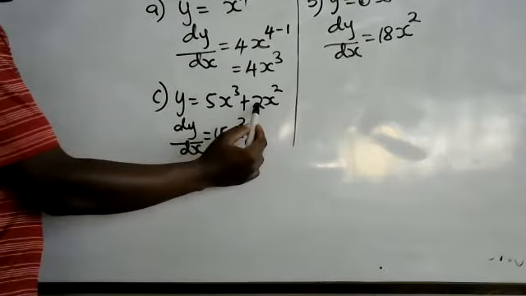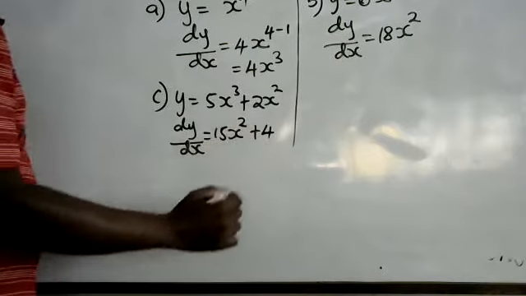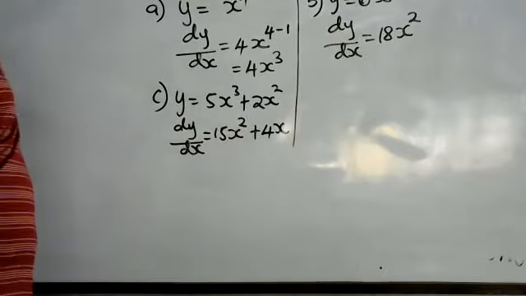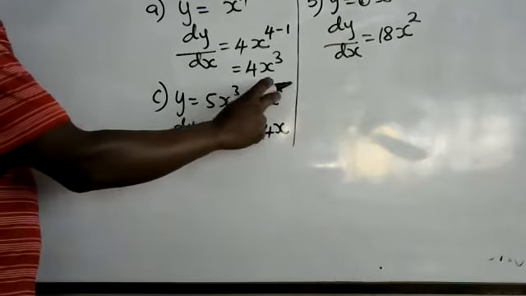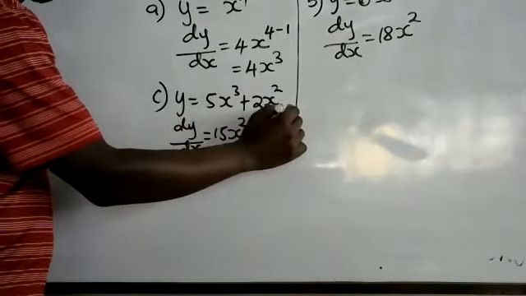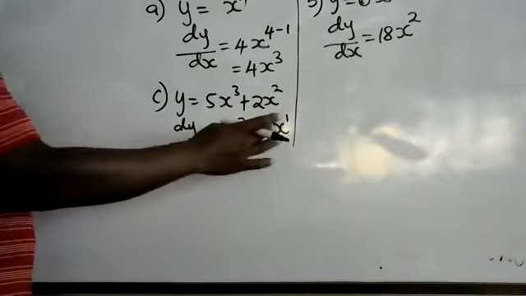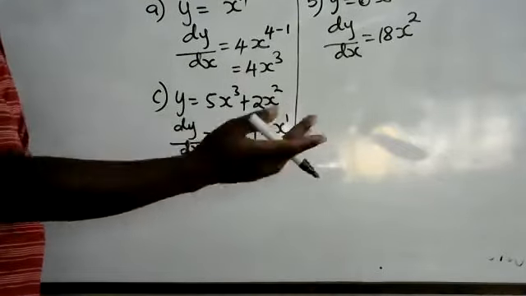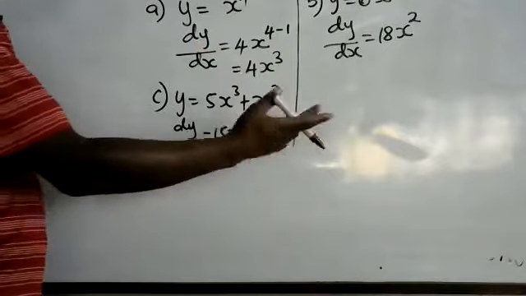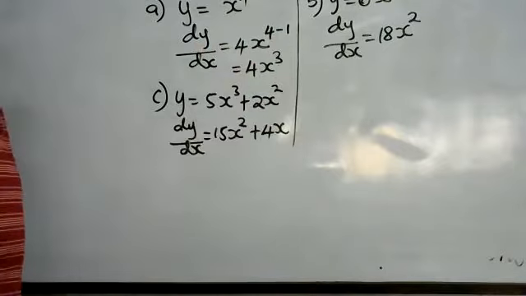2 will multiply this 2 to be 4x, and then the power of 2 will reduce by 1 to be power 1. In normal cases, we don't put power 1. Any number raised to power 1 is just the same number. Right? So x power 1 is the same as x.